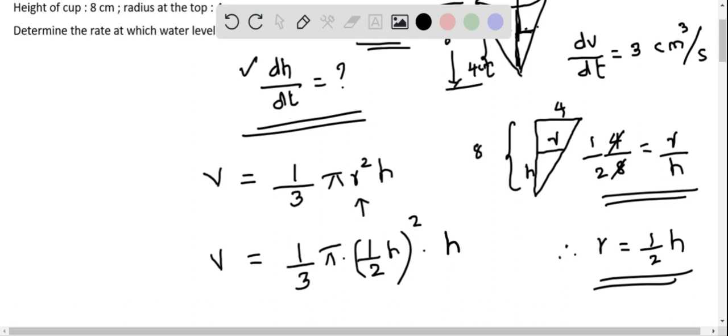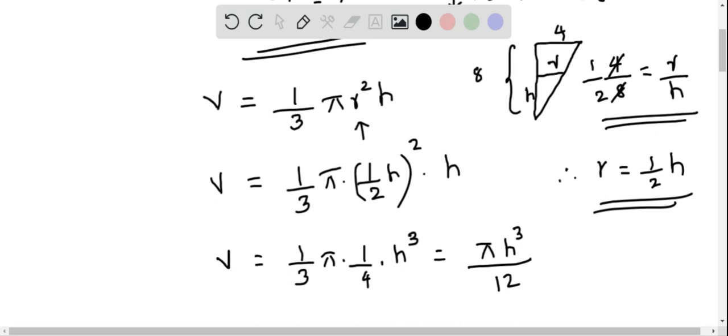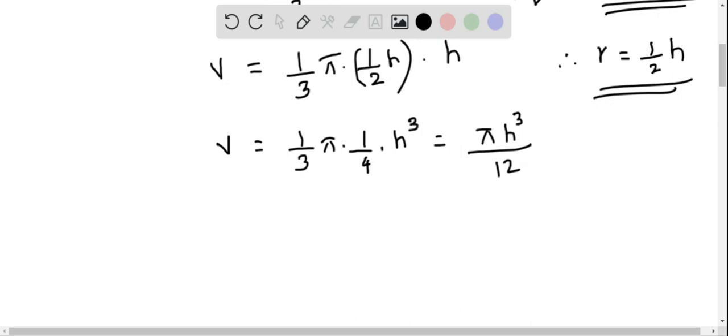Let's simplify this. So this is equal to 1 by 3 pi times, we have to square this quantity. Square of half is 1 by 4, and square of h is h squared, and h squared times h, we already have 1 h, is equal to h cube. So this can further be simplified as pi times h cube in the numerator, and in the denominator we have 12. So this is basically the volume formula. We have converted this into only h. We copy this here, pi times h cube by 12.